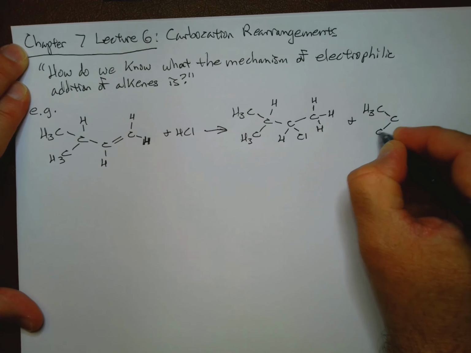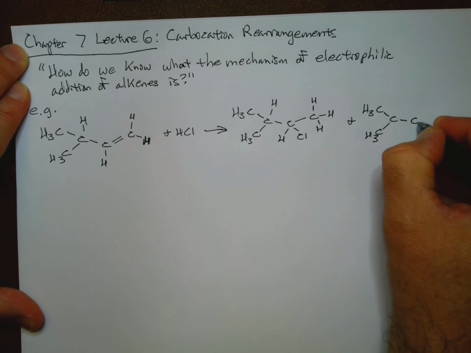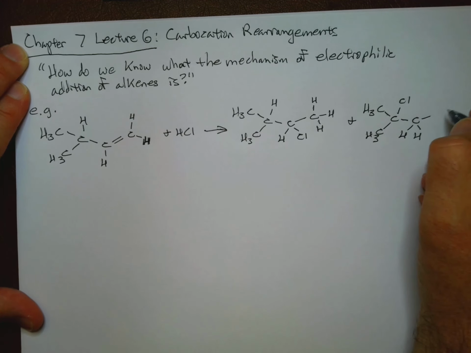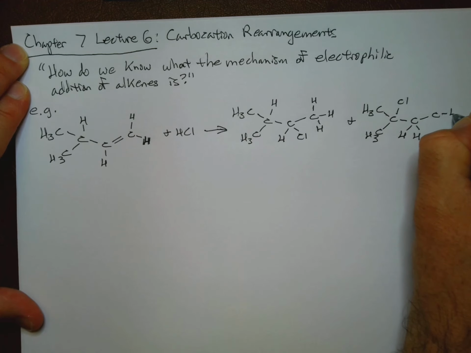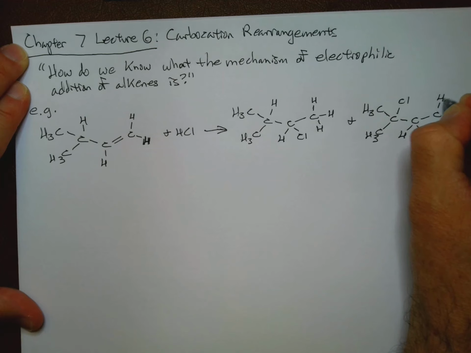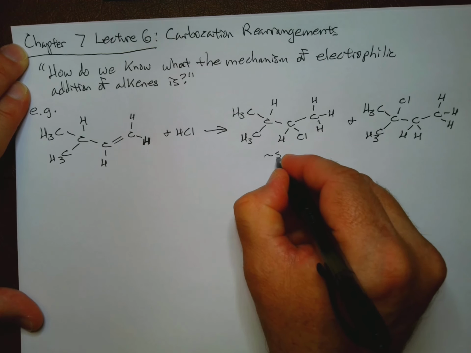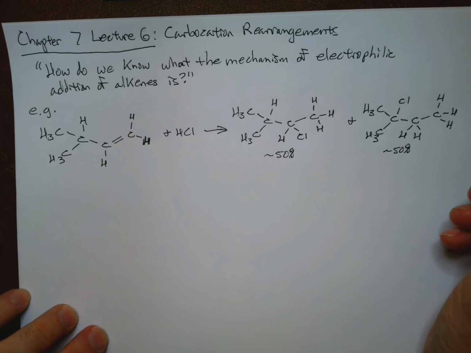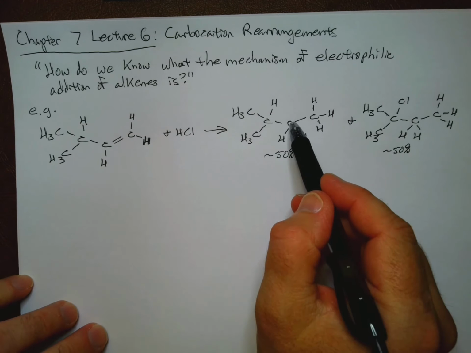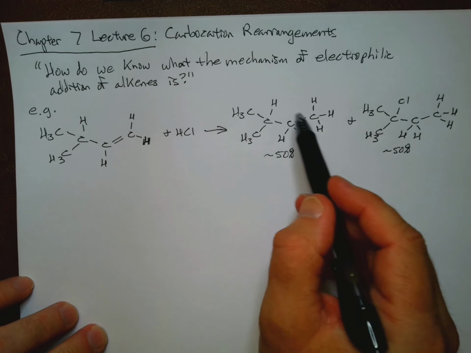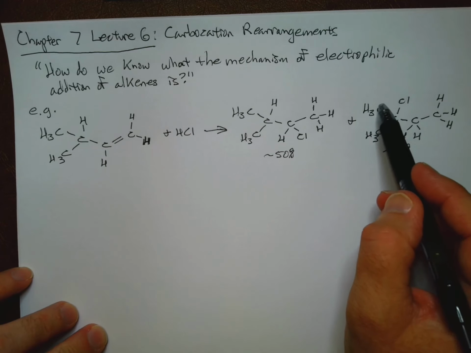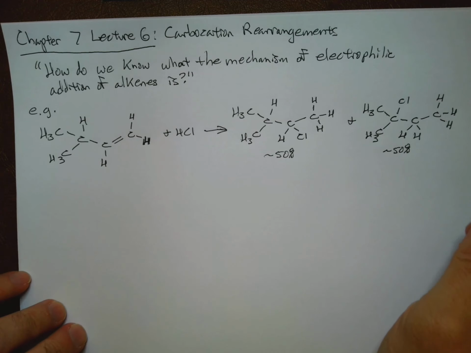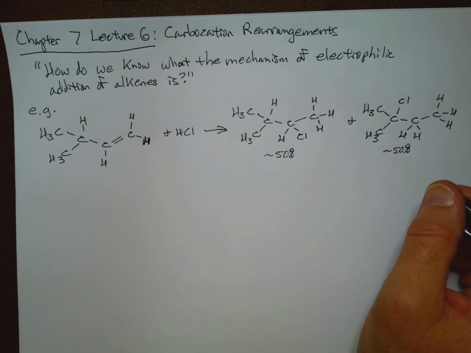However, something interesting happens. We actually get a combination of products here. We get a mixture of products, and it's about 50-50. So we get 2-chloro-3-methylbutane, and we get 2-chloro-2-methylbutane, and we get about a 50-50 mixture. Now, how can that happen?